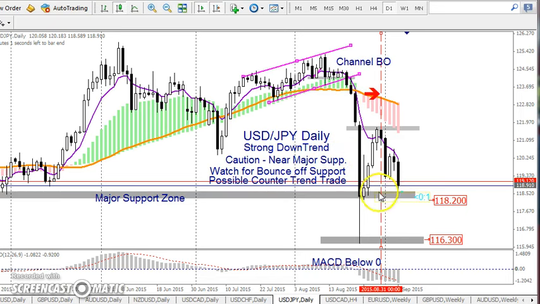Caution, we're near major support, which is this area, the gray rectangle. Watch for a bounce and a possible counter trend trade.